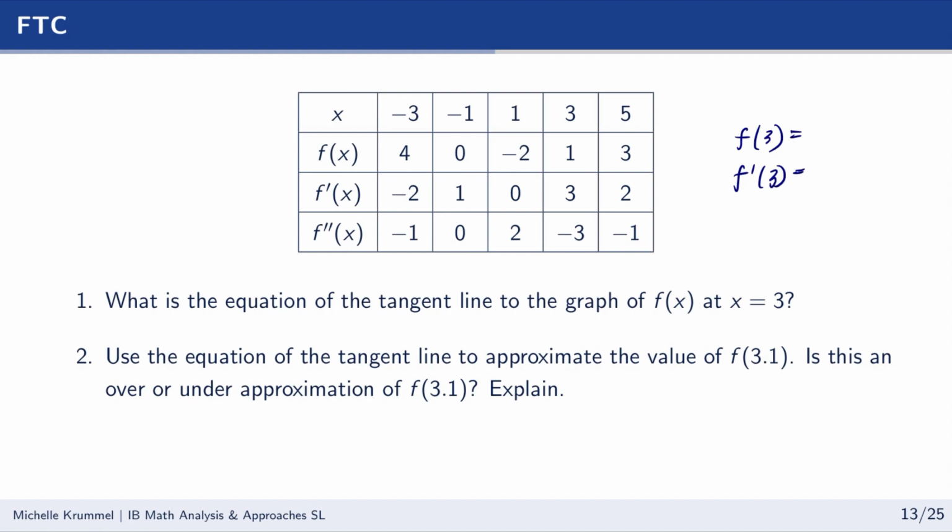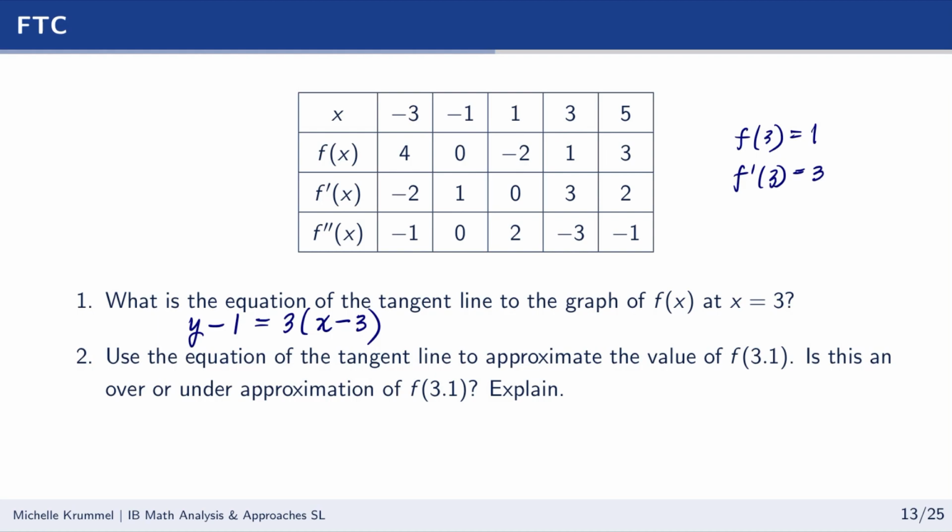And we can read that right from the table. So f of 3 is 1, f prime of 3 is 3, and so the tangent line equation is just y minus that f of 3 value equals the slope, which is the f prime of 3 value, times x minus our x value of 3, like so. Now use the equation of the tangent line to approximate the value of f of 3.1.